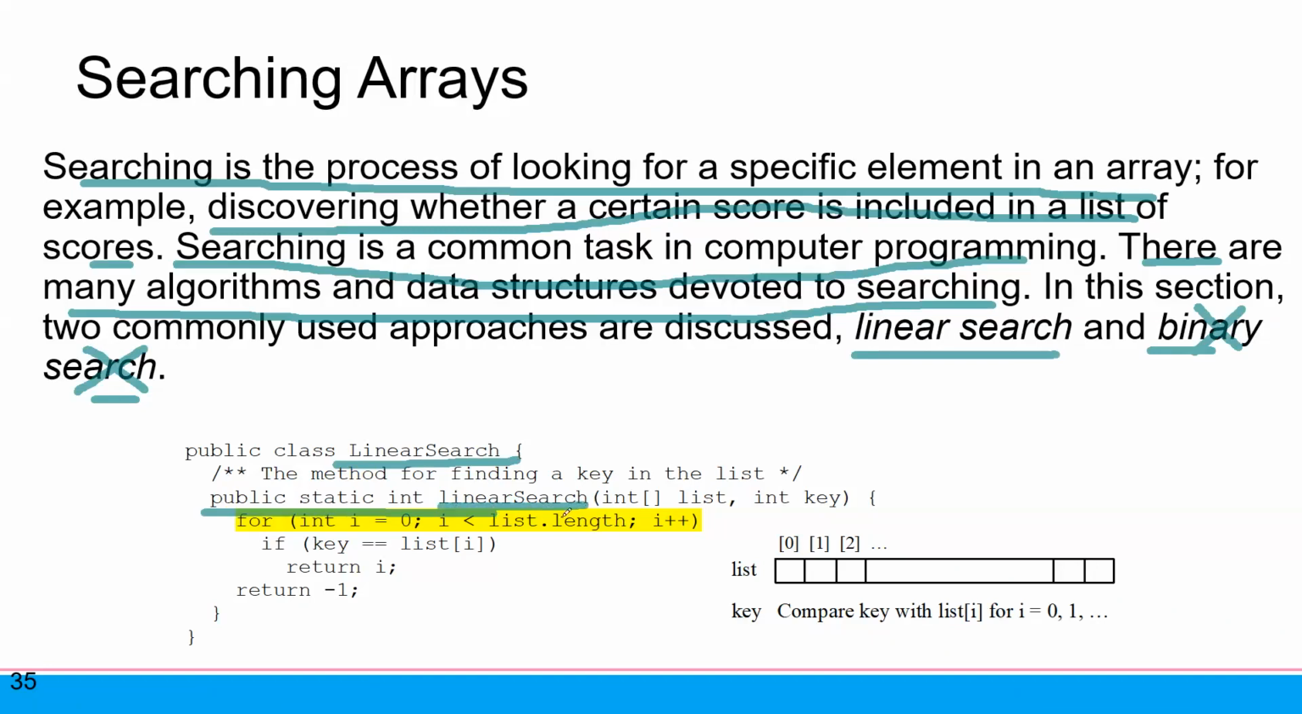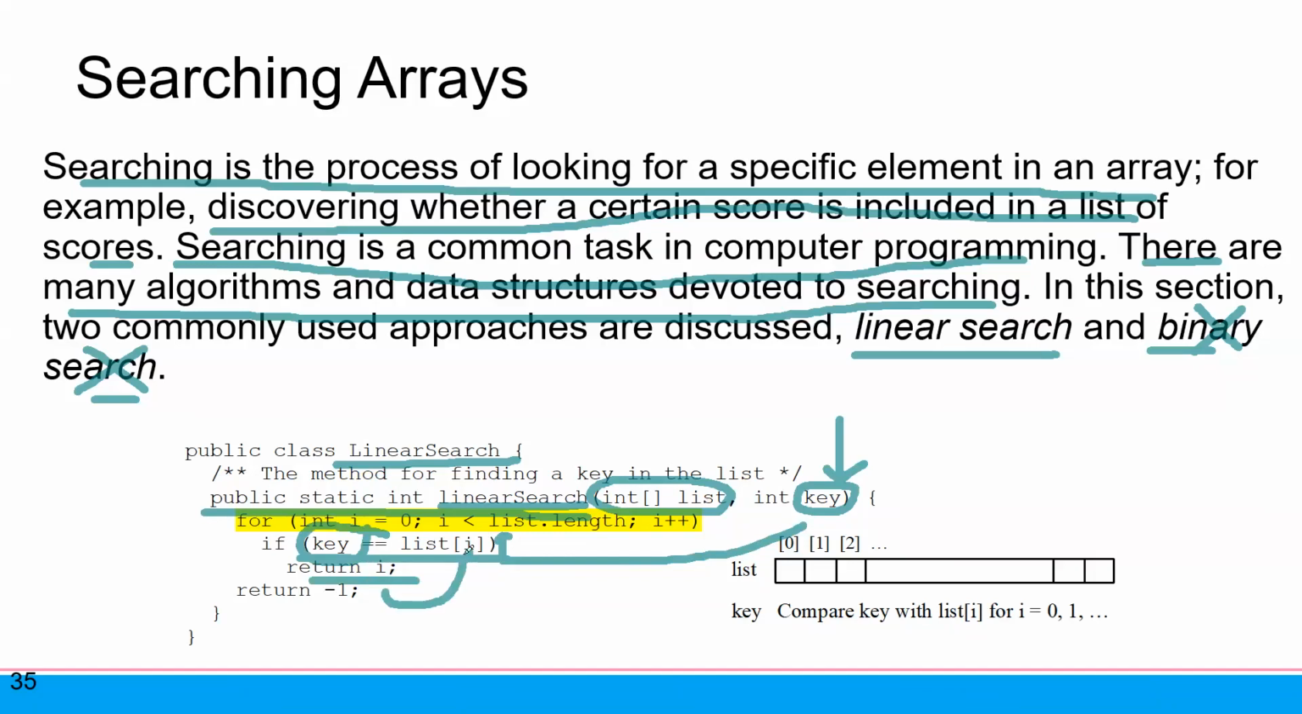Sorry, this is the method. In the linear search, I give the list or the array, and then I would like to check whether there is any number equal to this variable in the list. If there is a list[i] which equals the key, then return i. i means the index or the position of that number. If I cannot find it, then it will return -1.